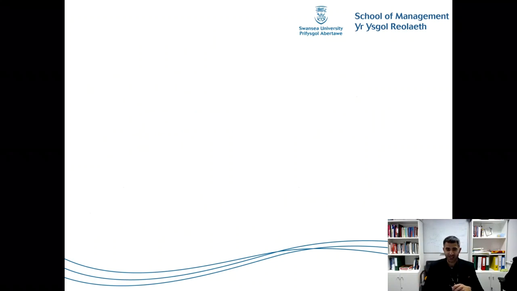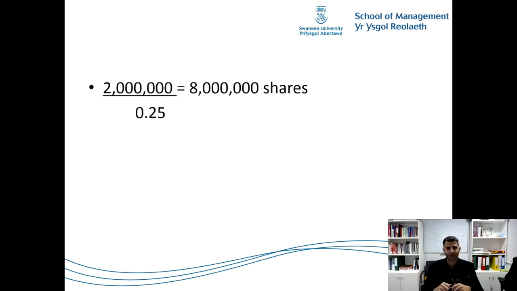Can you see? Here we go. So £2 million share capital divided by the nominal value of each share, 25 pence, gives 8 million shares available. I wish I could own some of Apple's shares.